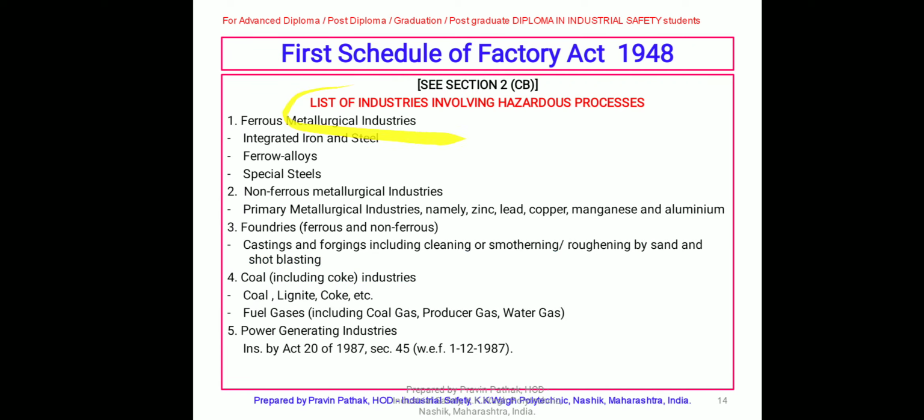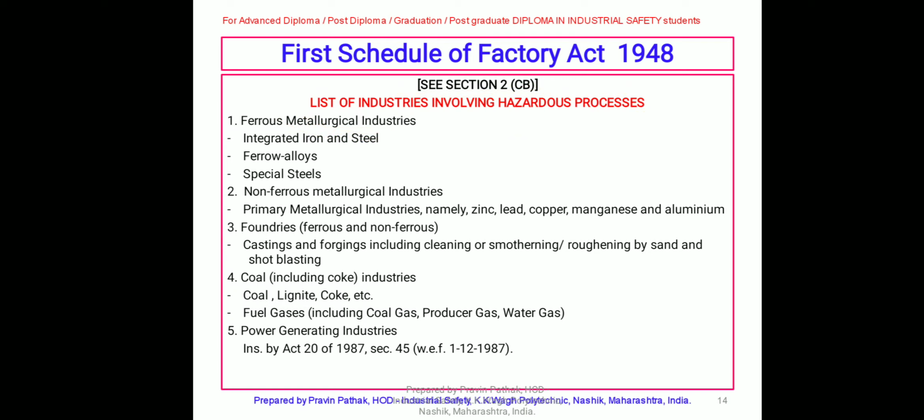So this first schedule focuses on the hazardous processes. There are 29 hazardous processes listed under this schedule, and the reference for this hazardous process is section 2CB. The definition of hazardous process is given under section 2CB, and the list of industries involving hazardous processes is given in the first schedule.